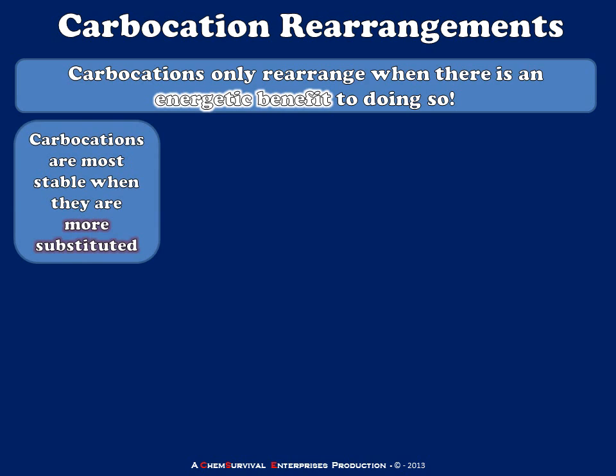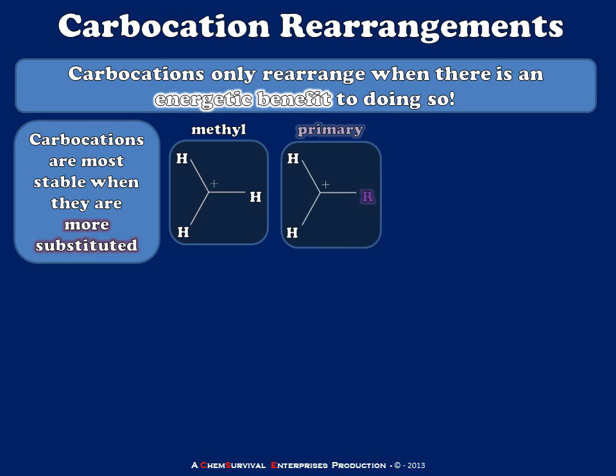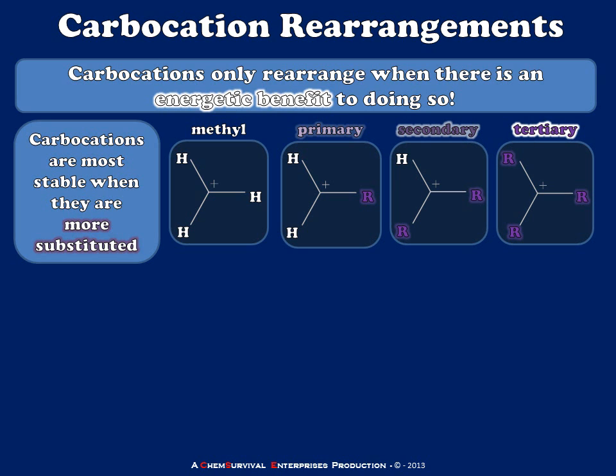The first one is the substitution level. Remember from our previous talk that methyl is a very unstable carbocation, while primary carbocations are only slightly more stable, and secondary and tertiary carbocations are what we tend to see forming most commonly in first-order reactions, with tertiary being the best.